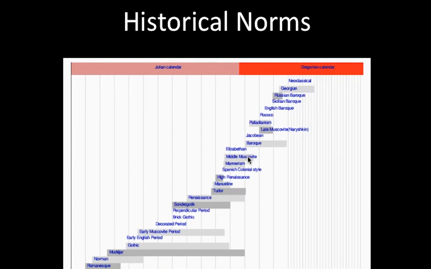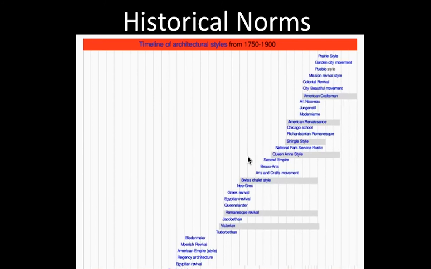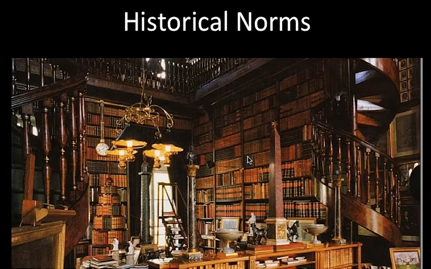However, the more modern we get, the faster change happens. Now we have dozens of historical norms in architecture happening within just a short 10-year span. Let me give you some examples. What can you tell about the values of the society that built this space?